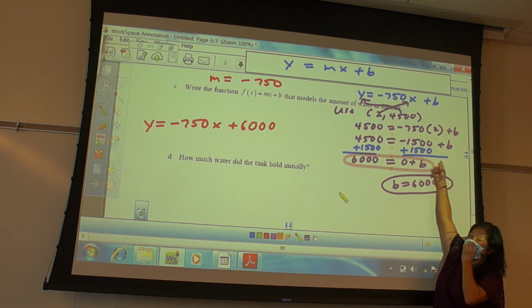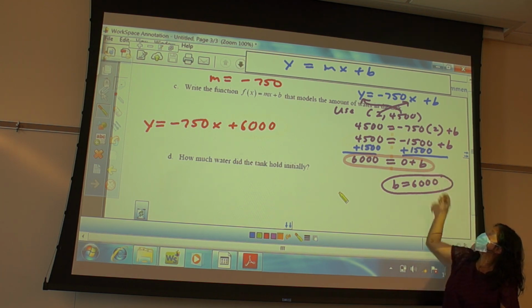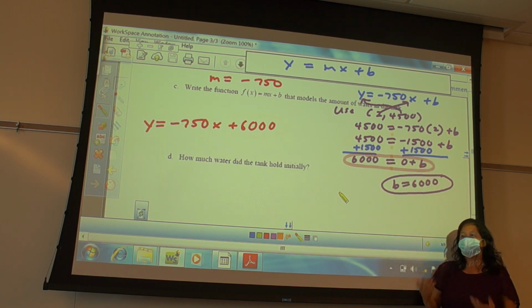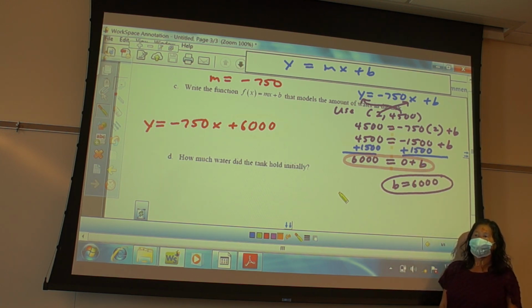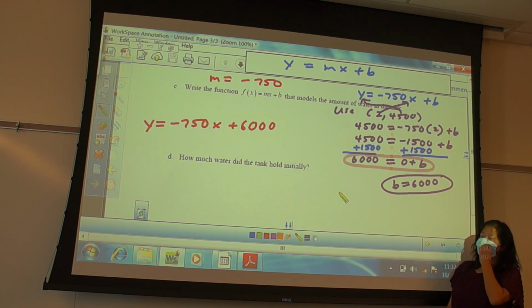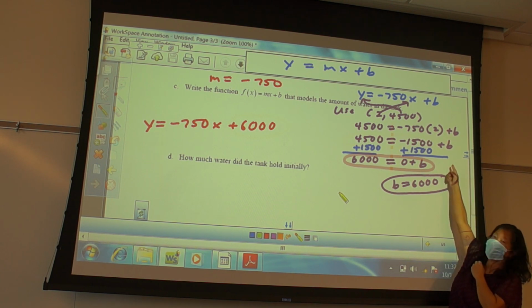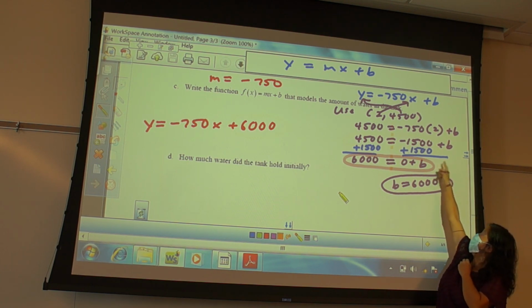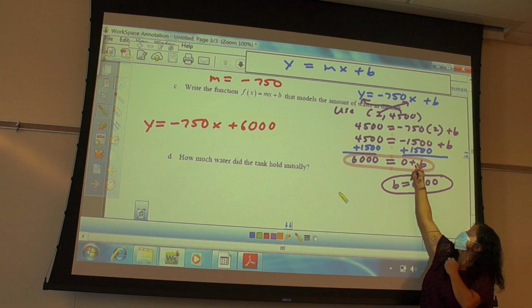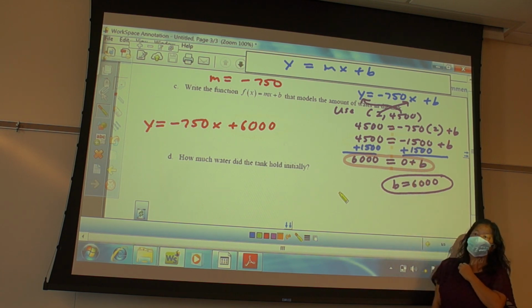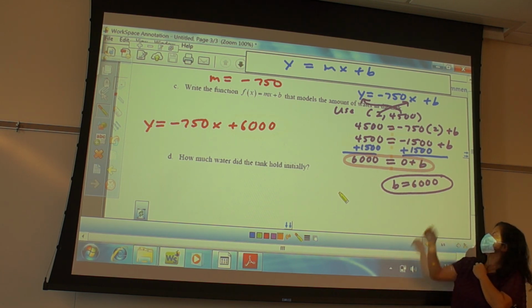It's being added, so how do you undo that? Technically you're subtracting. I'm subtracting negative $1,500, which is adding. So whatever's happening with B, you just do the opposite. Yes, exactly. You have to undo whatever's happening to B to get it by itself. Since it's being added, I'm going to add something to get rid of that. If it was being divided, I would multiply.